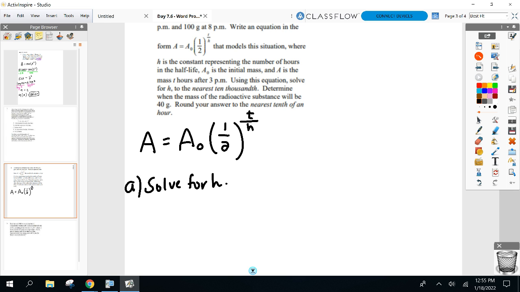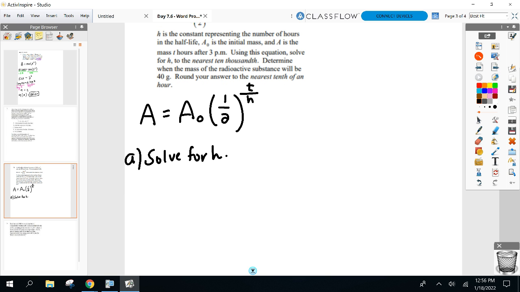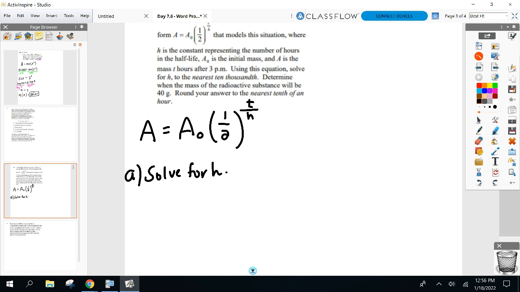All right. Well, I got T, I got A, and I got A0 to plug in for, because h is going to stay h. Anybody confident on any of the values I got to plug in? How about we start with A0, which is the initial mass? 140. Then 1/2, and we'll figure out what T and A are.